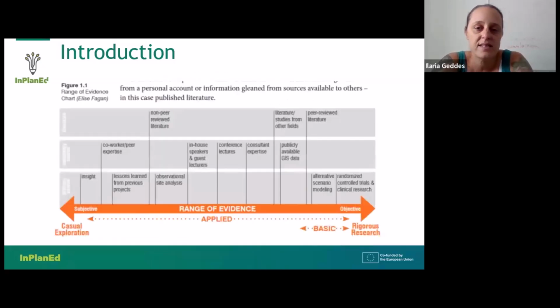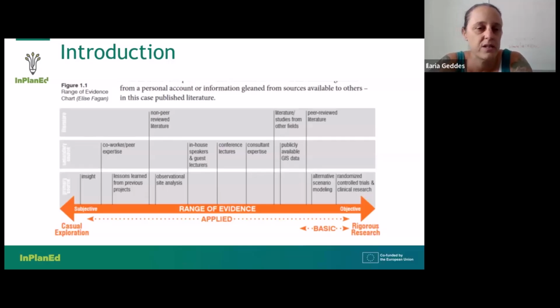What does it mean, having this range of evidence? It goes from very casual pieces of information, like "I noticed this, I noticed that," or someone tells you this space is nice or this space is bad, to more applied types of knowledge.